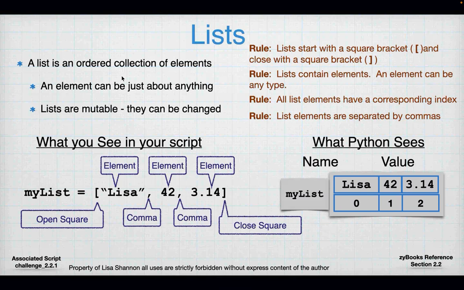Oh, list elements are separated by a comma. That's how Python knows when one element is done and it should start the other element to put it in the blocks that it's creating. Actually, it's creating memory blocks.